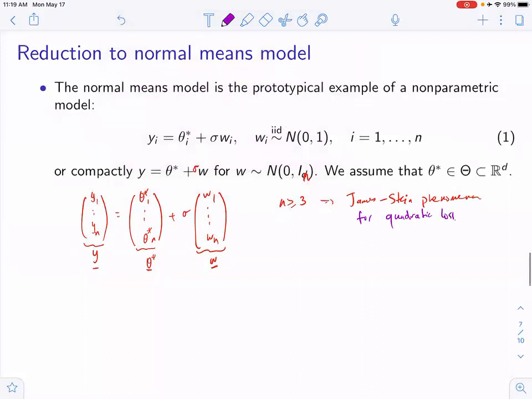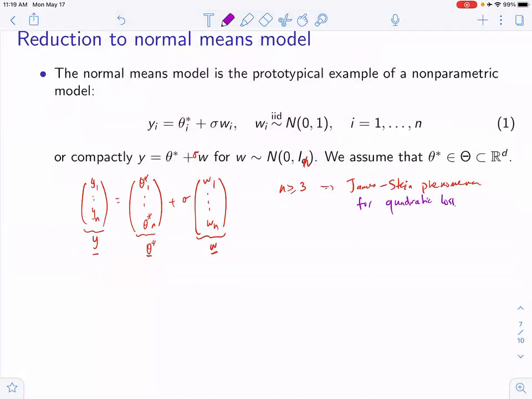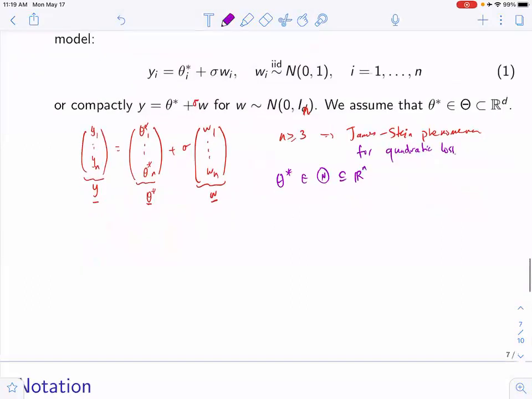But the problem is not that interesting, to be honest, without extra constraints. So what will help is that you're going to assume that theta star, let's say, is in some theta, and this theta is some structured subset of R^n. Then many problems can be reduced to this kind of setup.